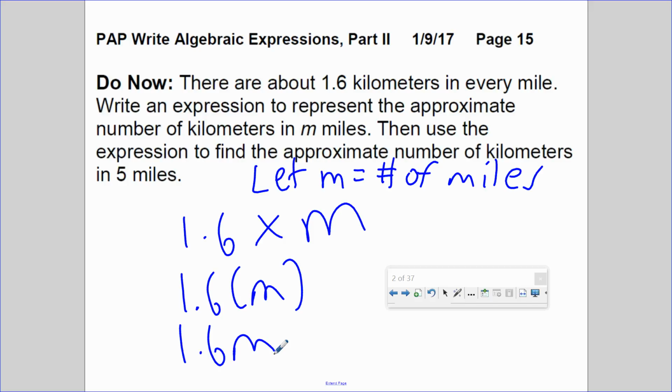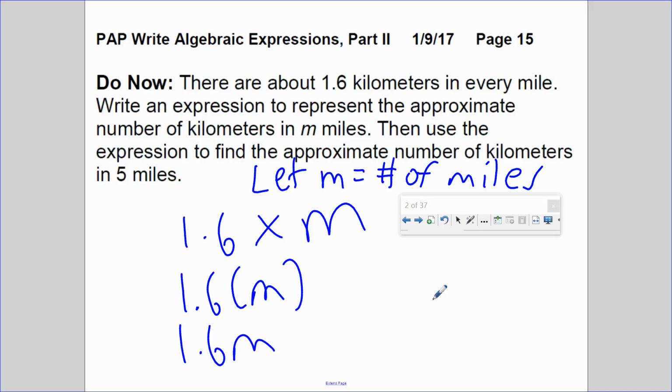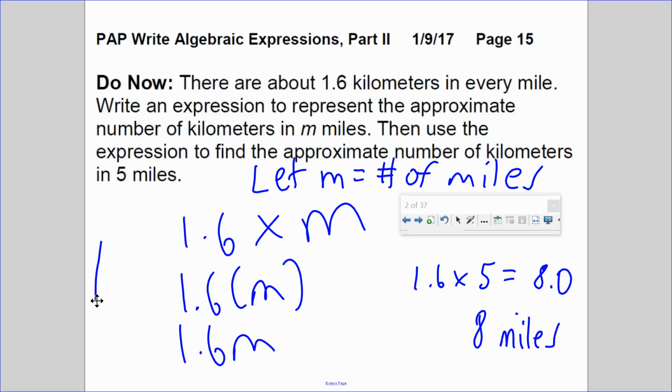So we know that there are 5 miles. This 1 and 6/10 times 5 miles would be 8 kilometers, because there are 1 and 6/10 for every mile. If you have 5 miles, it's 1 and 6/10 plus 1 and 6/10 plus 1 and 6/10 plus 1 and 6/10 plus 1 and 6/10. It'd be 8 kilometers.